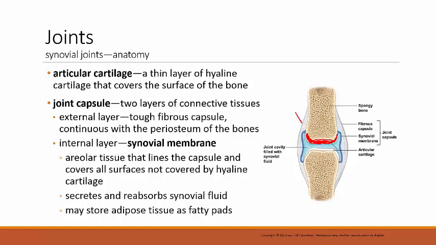There's the external layer, which is a very tough fibrous capsular connective tissue that is continuous with and kind of embeds into the periosteum of the bone. There's an internal lining to the joint capsule, shown here as this blue line that I've just colored in red, and that is the synovial membrane, and it's areolar tissue that covers all the surfaces except for the hyaline cartilage inside that joint capsule. And it has the ability to both secrete and reabsorb a fluid rich in proteins called the synovial fluid. And there may be some adipose tissue in here as well that forms a fatty pad inside of the joint. We'll talk about those fatty pads and their function in a minute.